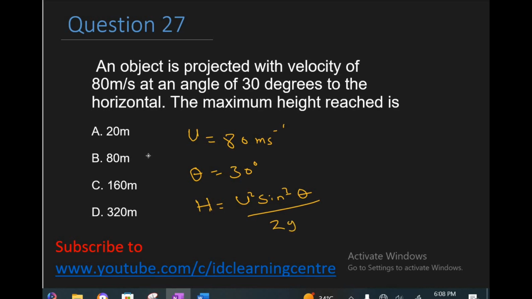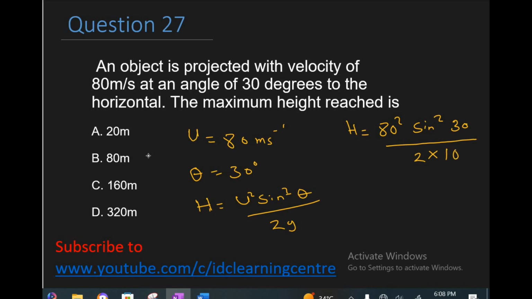So putting the data into our formula, when we substitute this, we're going to have our maximum height equal to 80 squared sine squared theta, which is 30 degrees, all over 2 times our g, the acceleration due to gravity, which is a constant, 10.